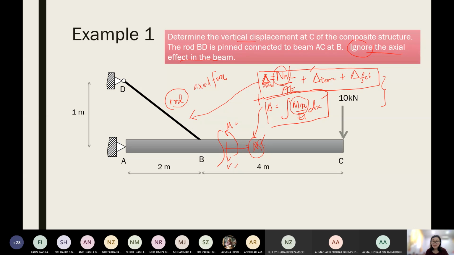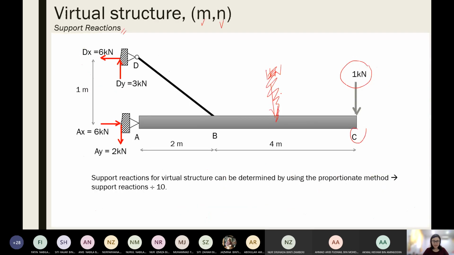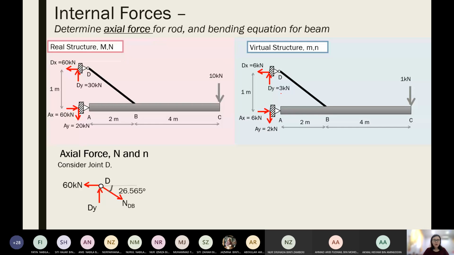Okay, meaning that you need to put this n also in the calculation of this NL over AE. So, let's have a quick look at the next steps. Now we need to determine the internal force. We will solve for n first.